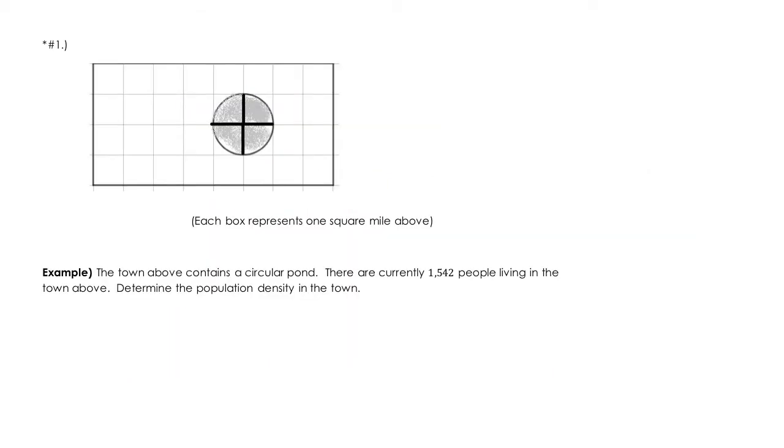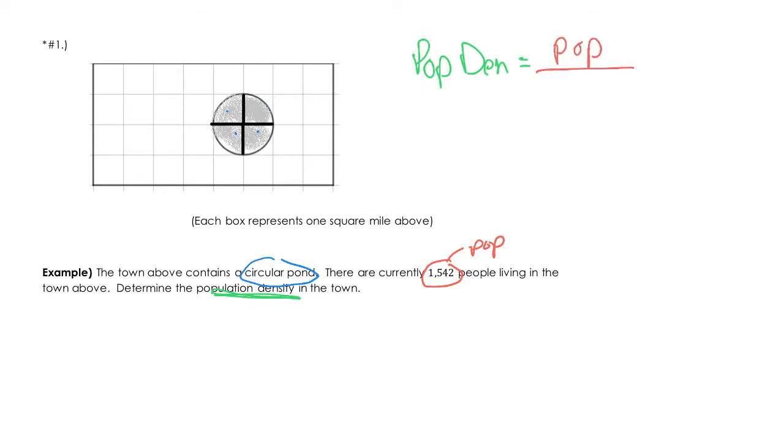So our first example, we have a town that contains a circular pond. So here's my pond, that's the gray circle. There are 1,542 people living there. So that's my population. Determine the population density. Okay, so population density is the people, or the population, divided by the land area. So I've got to figure out the land area here. I've got the population, that'll be easy. Let's figure out the land area.